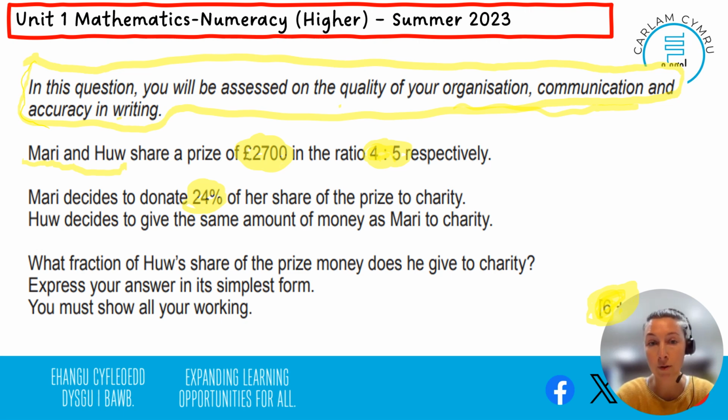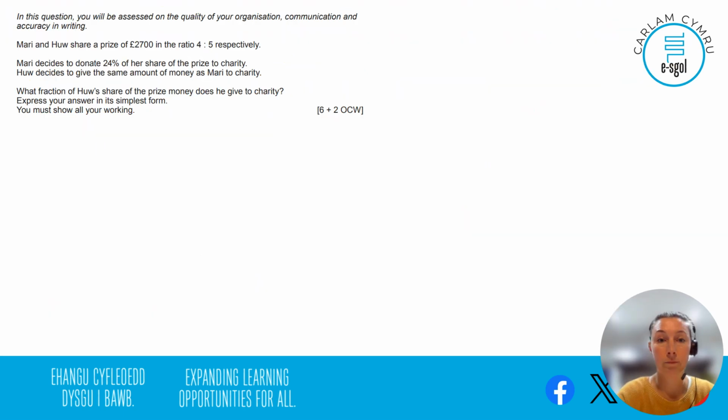Now we already know that the 2,700 of prize money has not been shared equally between Mary and Hugh. So our first thing to figure out is what part of the 2,700 did Mary get and what part of that 2,700 did Hugh get. Our second step will be to work out what 24% is of that final amount of money. So just to highlight, these are the numbers we need to remember.